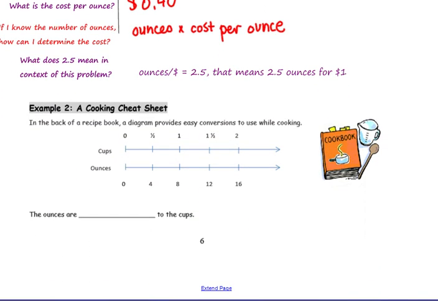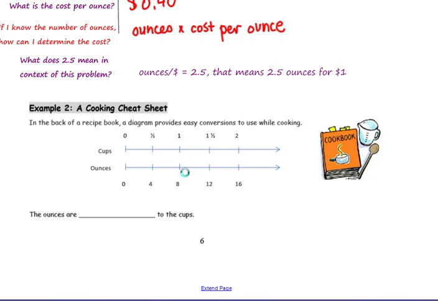In example 2, a cooking sheet. In the back of the recipe book, a diagram provides easy conversions to use while cooking. So in our table, we see that we have cups and we have ounces. And we see that 1 cup is equal to 8 ounces, and 2 cups is equal to 16 ounces. And it says the ounces are blank to the cups. Well, if you have the proportional amount, then it will change at the same rate. As you increase the number of cups, you will increase the number of ounces. So what we want to know to tell if it's proportional is, does this change at the same rate?